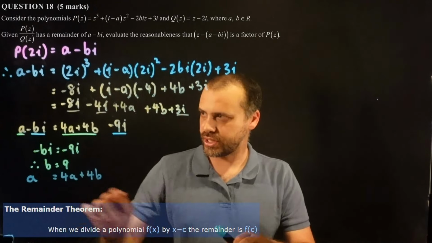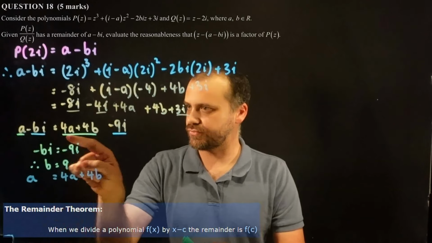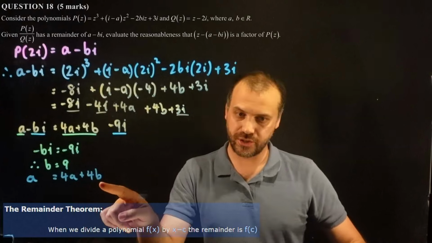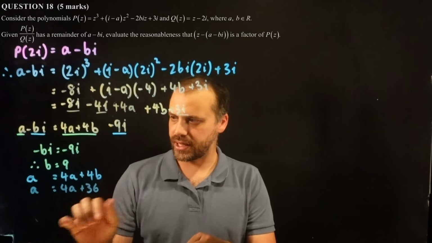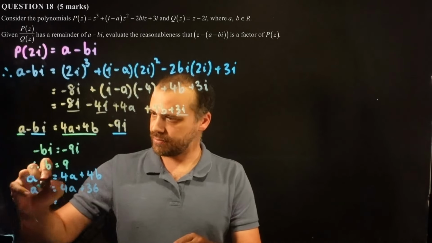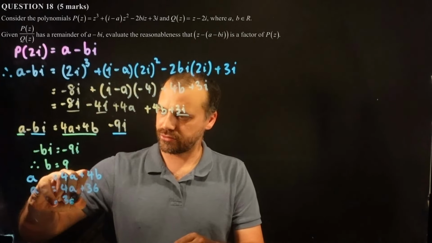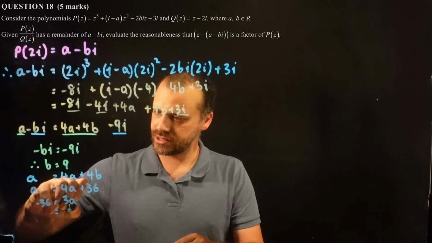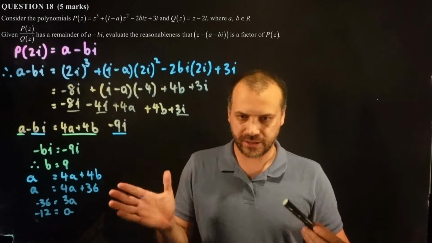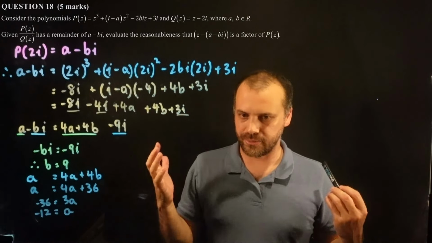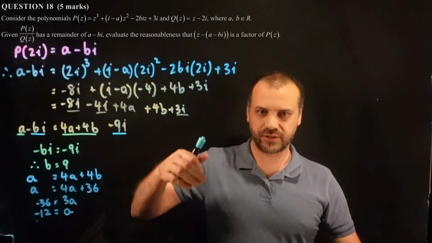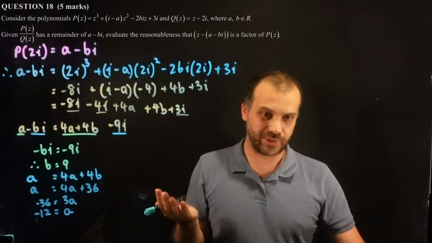Now the other equation I had here is a equals 4a plus 4b, but I just figured out that b is equal to 9. So subbing in 9 for b, I get a equals 4a plus 36. And that means if I move this a to here, I get 3a equals negative 36. So a equals negative 12. Hallelujah, I know what a and b are. Now, is that useful to me? I don't know, but I feel like I can sub it in here and something will happen.